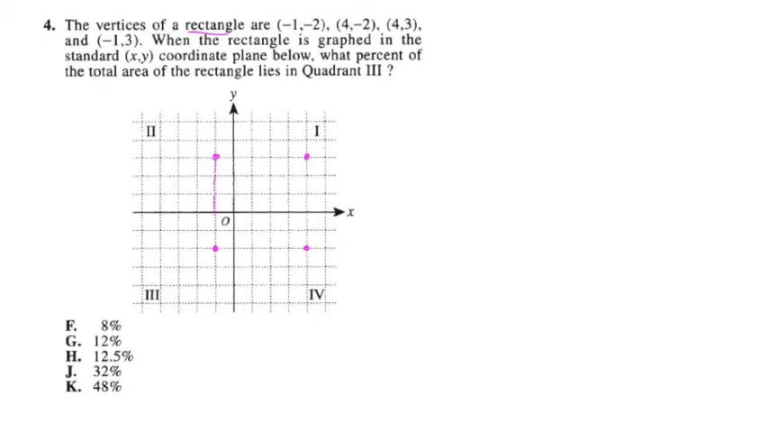1, 2, 3, 4, 5. 1, 2, 3, 4, 5. So there are actually 25 of these 1-unit blocks inside of this square. And since we're looking for percent, I'm going to put that on the bottom of my fraction. How many of these 1 by 1 unit squares are in the third quadrant? 2. So this is 2 out of 25, which is the same thing as 8 out of 100, or 0.08, or 8%. F is our answer.